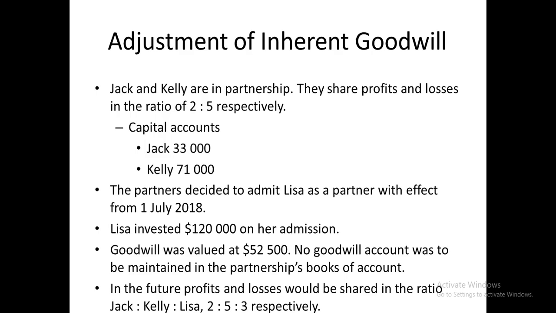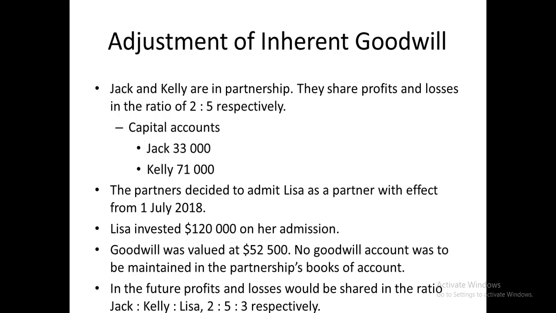If you see here, there are two things happening. One is Lisa is admitted as a partner, and on her admission she brought 120,000 into the partnership. Before she was admitted, Jack and Kelly were sharing the profit and losses in the ratio 2:5, and after we admit Lisa, the profit sharing ratio is 2:5:3.